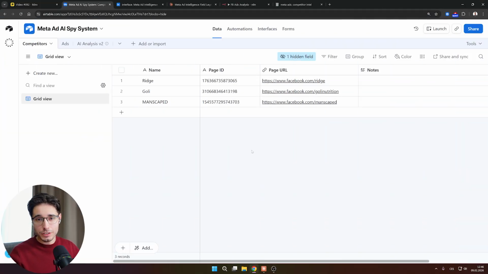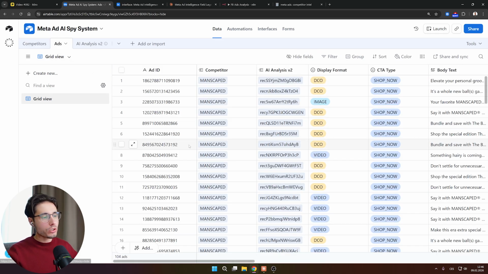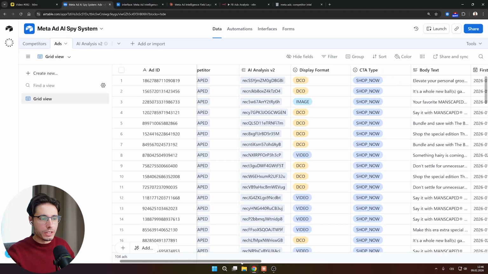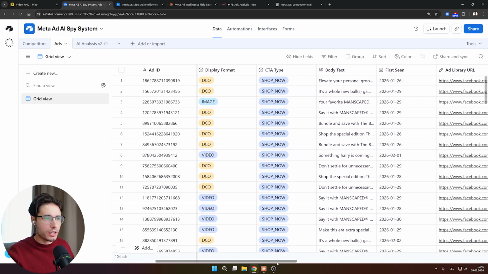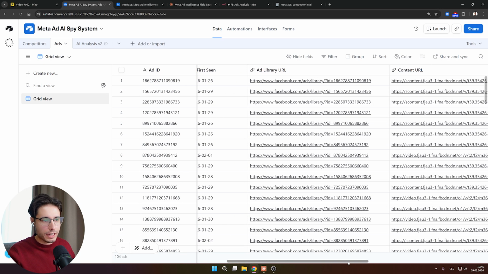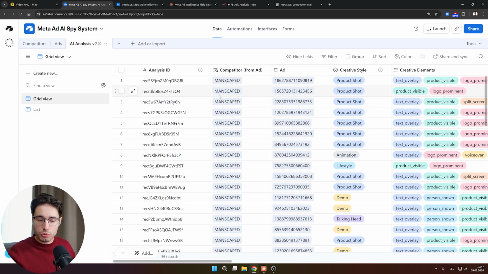Using this AI system is actually pretty straightforward because everything is automated. All we have to do is include the competitor we want to monitor right here. In this demo, I included Rich, Golly, and Manscaped. Once we do that, all of their ads are automatically scraped from the Meta Ads Library, which means that this whole database, every single ad, is automatically populated. So we can see whether it's a video or an image, the call to action type, the body text, and the asset itself. Then an AI analysis runs in the background.